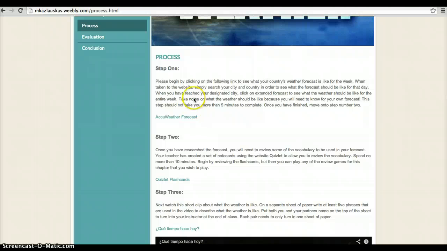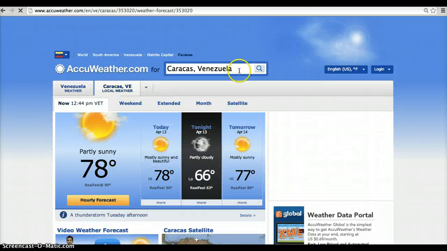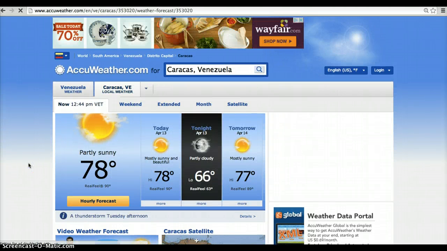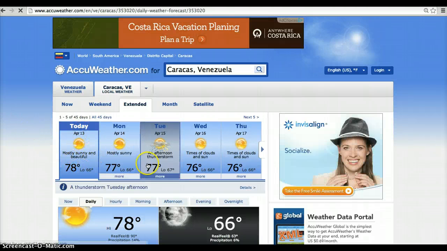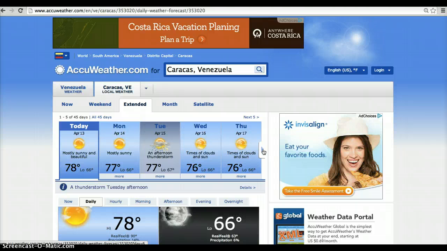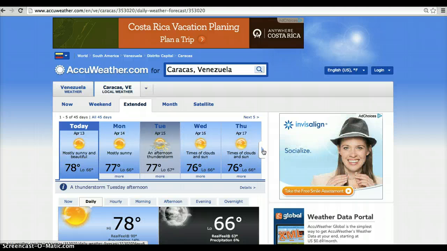So for the first step, I said go ahead and click on weather forecast and see what the weekly forecast is going to be for the specific area. For example, here I already put in Caracas, Venezuela, and then you can just go to extended forecast, and it tells them exactly what's going to happen, and they can write that down themselves, or they can go off of this and say, oh, the weather is around 70 degrees usually during this time, or something like that.